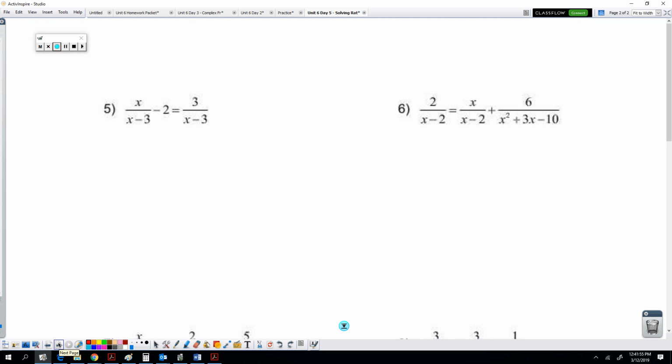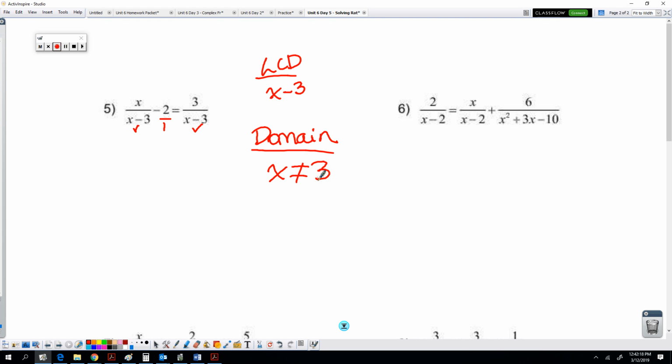All right, number 5. Same steps, LCD and then your domain. All right, your LCD, it doesn't matter if it's only in common in 2 of them. And then essentially this is really a 1, so really it's 1 times that. So it's just x minus 3. And now your domain is x cannot equal 3. So now you're going to multiply every single thing by your LCD.